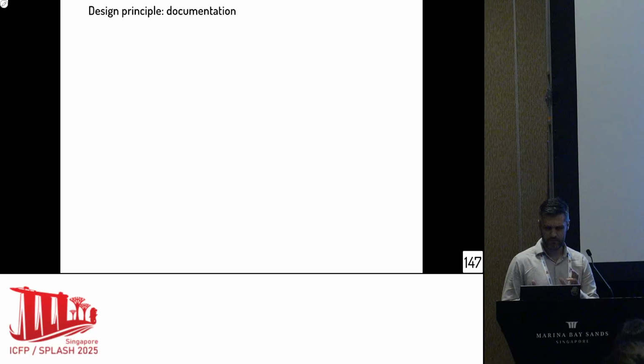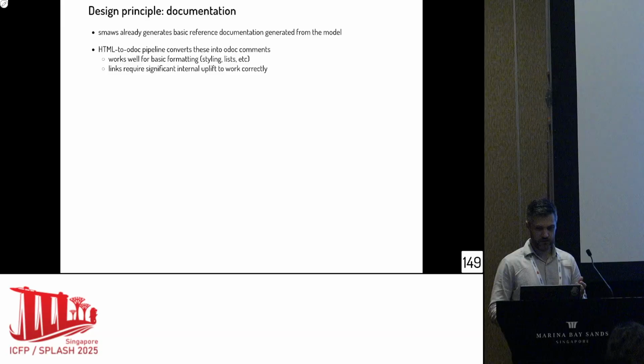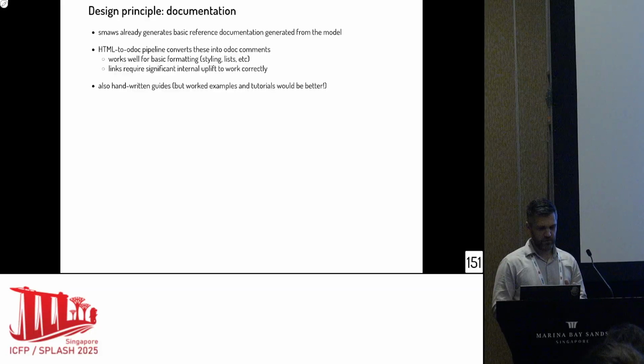And then lastly, the principle I wanted to talk to you about was documentation. I know this doesn't sound like a design principle, but you can provide basic API reference documentation with your library. Smaws has an HTML to ODoc converter, which converts the Smithy HTML format into the ODoc format. But the links between fields, types and operations will require significant internal uplift to build symbol tables to actually be able to link between, say, a field and a module, or a module and a type, or what have you. But also beyond API documentation, there are getting started guides. This could be improved with more worked examples and tutorials.